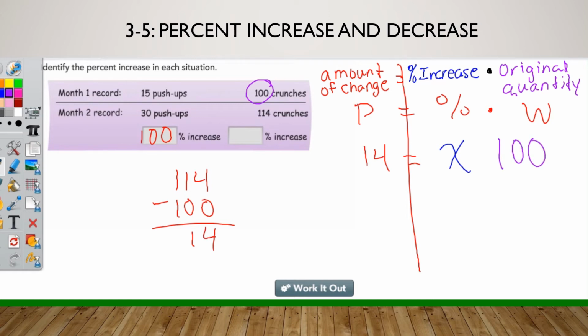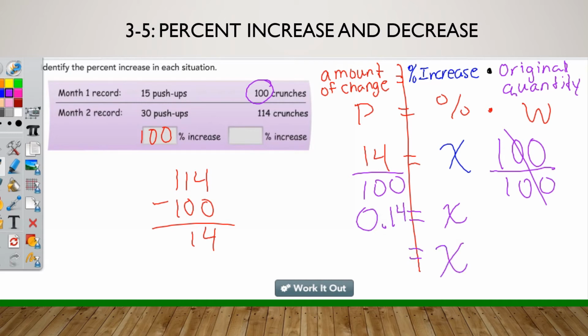Now I'm going to go ahead and isolate my variable by dividing 100 on both sides of the equal sign. And I'm left with x on the right side of the equal sign. And 14 divided by 100 is 14 hundredths. But remember, this is the decimal form of your answer. We need to change that decimal to a percent by multiplying by 100, or you move it to the right 2 times. So the percent form of 0.14 is 14%. So to answer this one, there is a 14% increase.